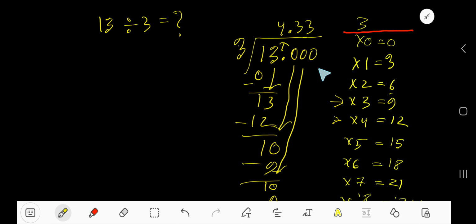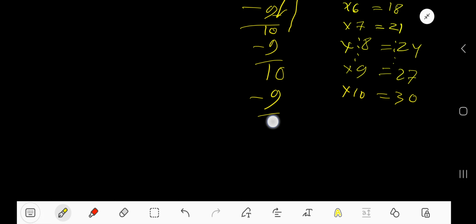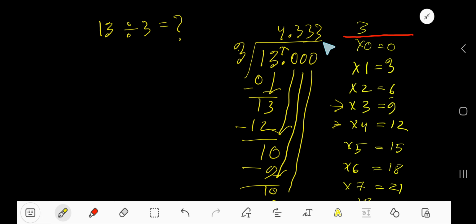Again 3 goes into 10 3 times. 3 times 3 is 9. Subtract, 1. Okay, so now since we have gotten 3 places after the decimal, we can place here 3 dots. So 4.333 dot dot dot is our answer. We can place a bar over the 3 to mean that this 3 is repeating.